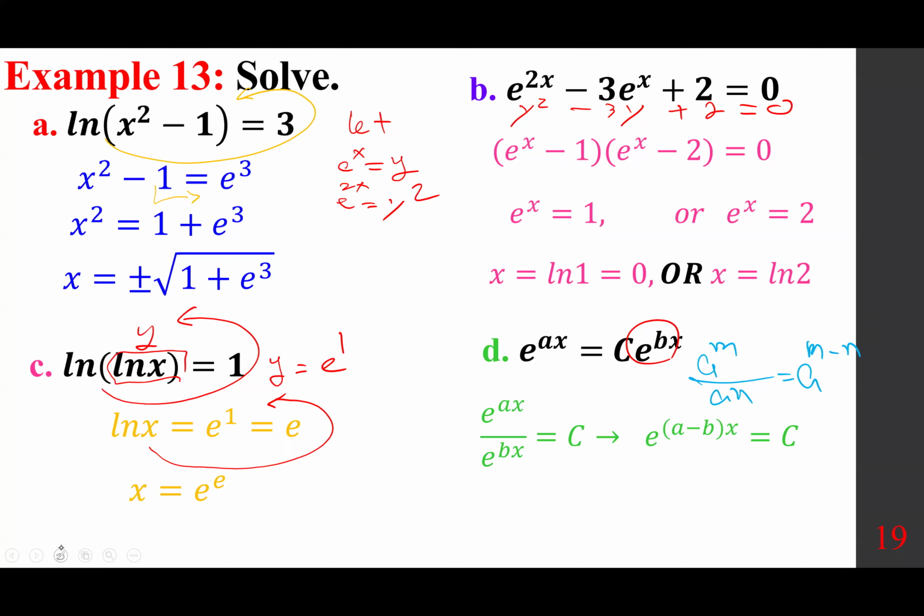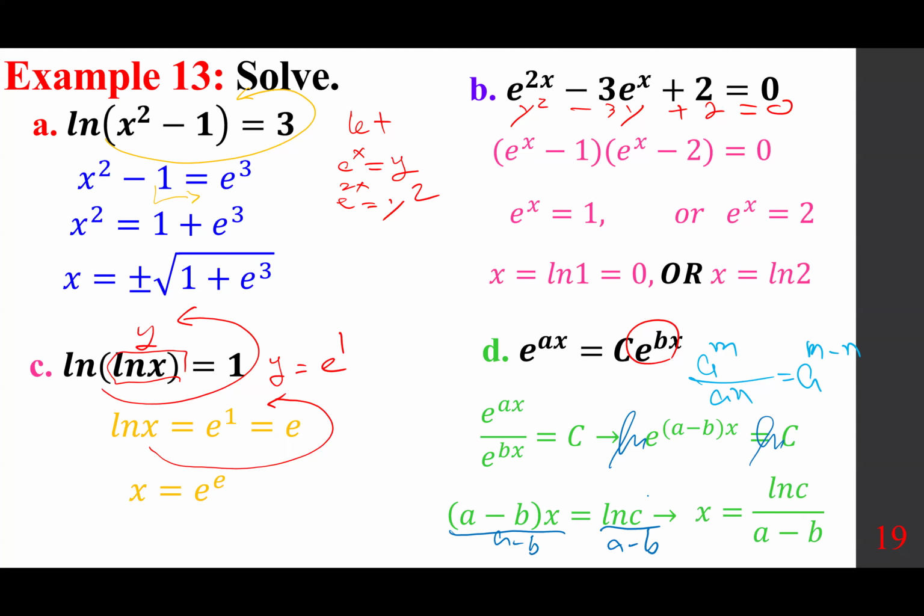You can go to the logarithmic format by definition, or you can say, I'm going to take a natural log of both sides. So the left side becomes the exponent, a minus b times x. And the right side is just the natural log of c. Divide both sides by a minus b, and there you have it.